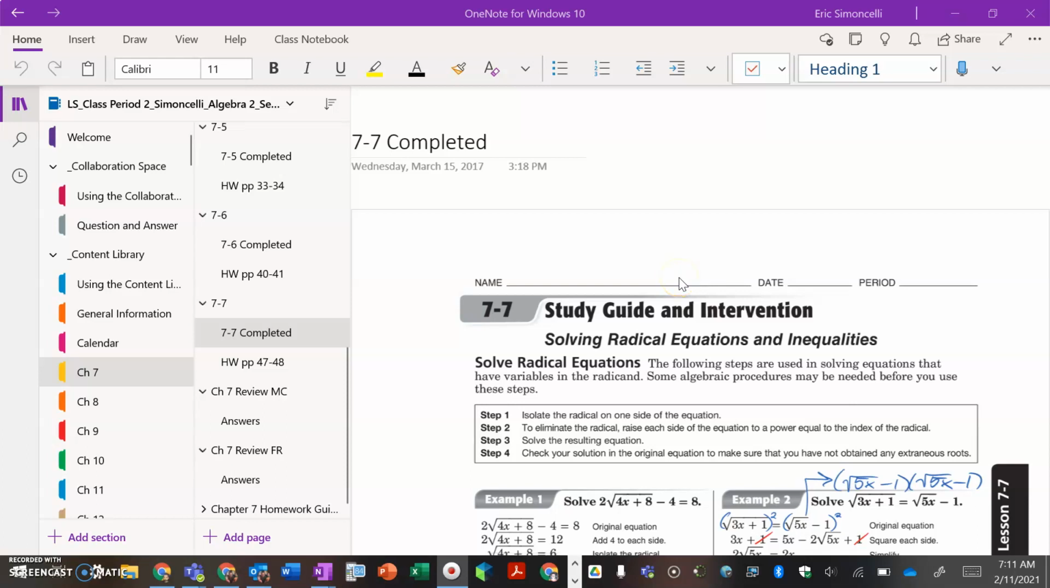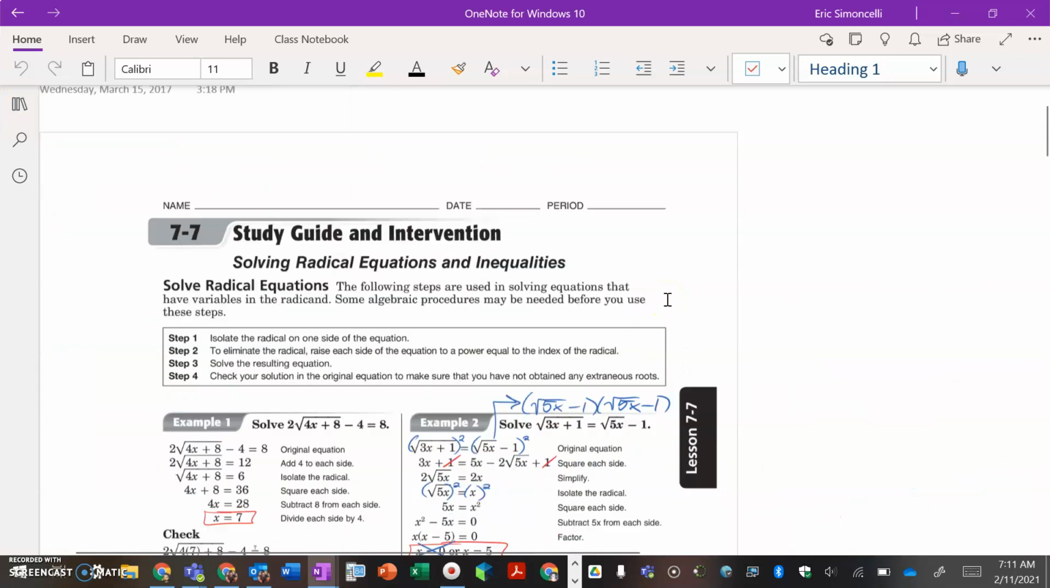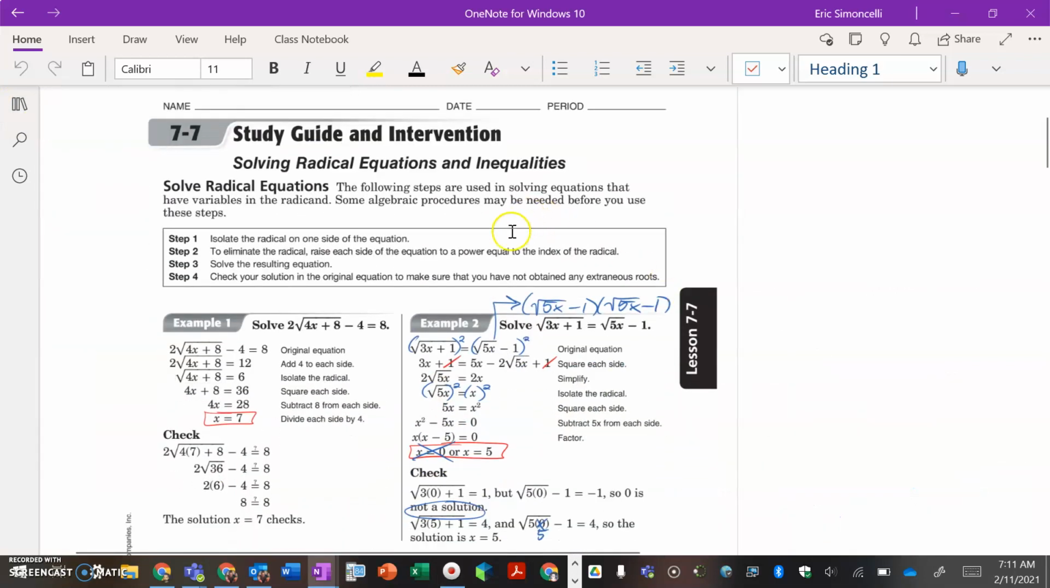Hello students, and welcome to section 7-7, Solving Radical Equations and Inequalities. Today we're going to take a look at solving radical equations, and the following steps are used in solving equations that have variables in the radicand. Some algebraic procedures may be needed before you use these steps.